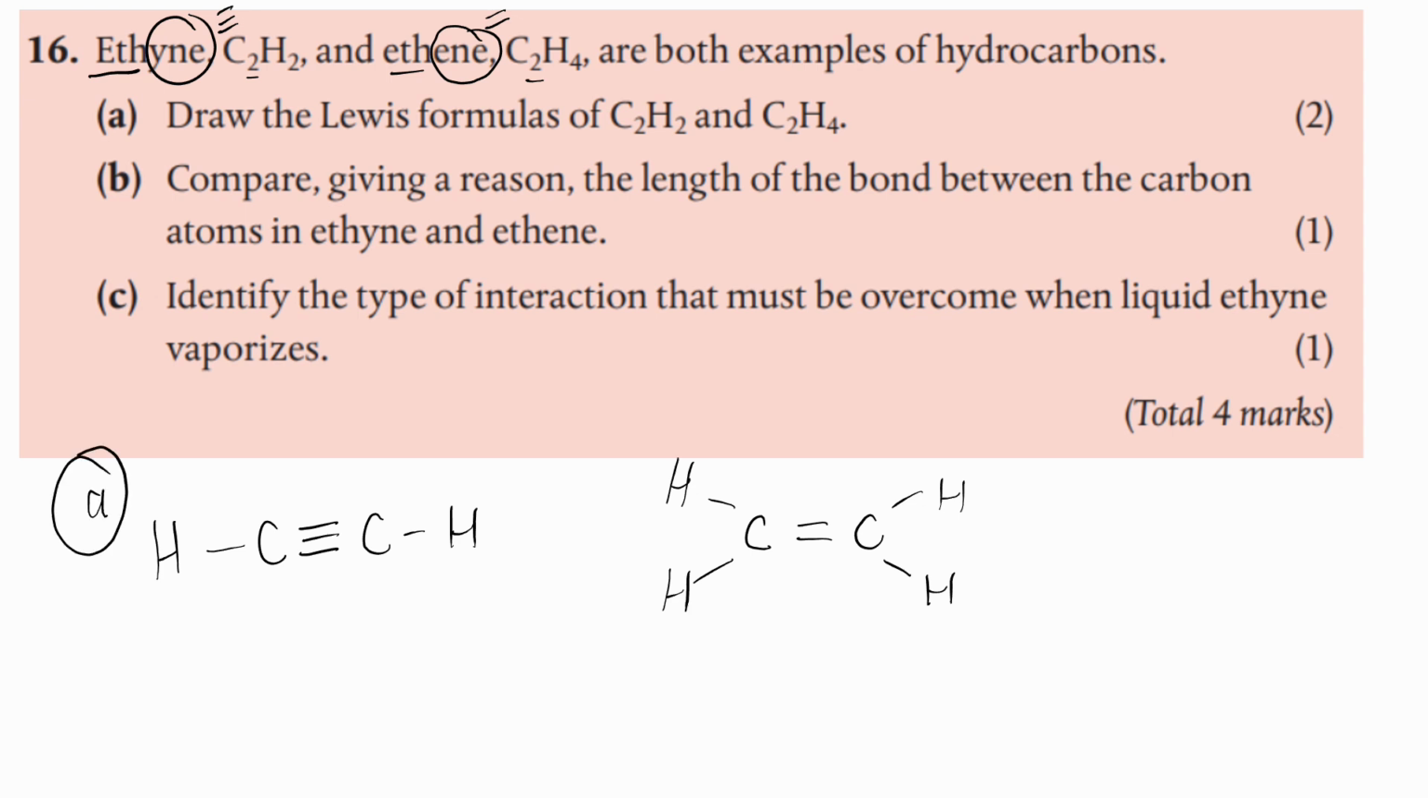And then it says, compare, giving a reason, the length of the bond between the carbon atoms in ethyne and ethene. The length in the triple bond is going to be shorter because there are more electrons pulling at each other. So it's going to be a stronger electrostatic attraction to the nuclei. So the bond in ethyne would be shorter than the double bond in ethene. And then finally, identify the type of interaction that must be overcome when liquid ethyne vaporizes. That's just going to be London dispersion forces because they are nonpolar molecules.